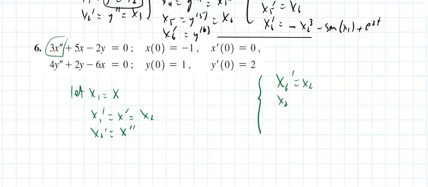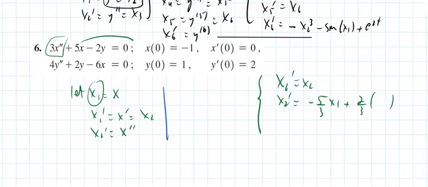I have x sub 2 prime equal, well, if I move this to this side, that would be negative 5 over 3 x, and x is x sub 1, right? Plus 2 over 3, there's a y. Well, I'm not on the y's yet because I'm going to go on and continue. I'm going to say let x3 equal y. And if I take a derivative, that's going to be y prime, call that x sub 4. And I'm going to take x sub 4 prime to equal y double prime. I'm going to stop there.